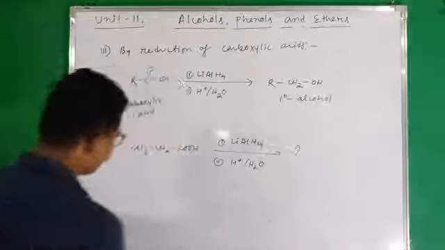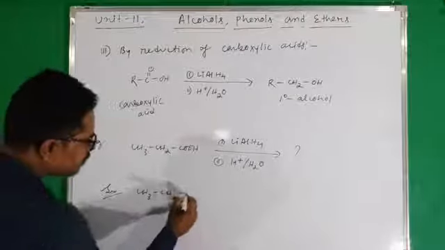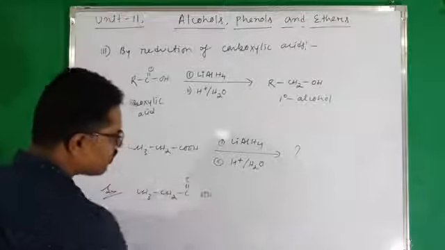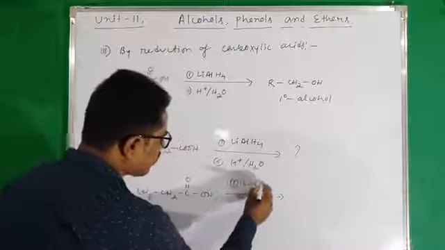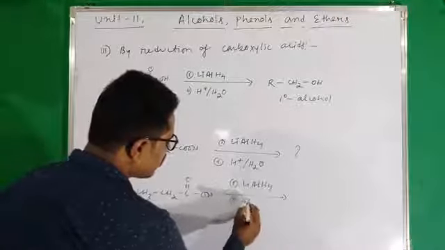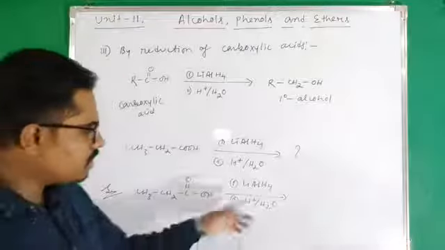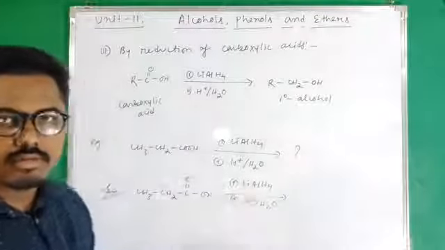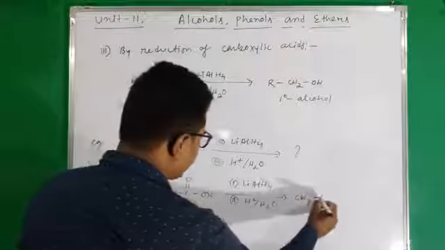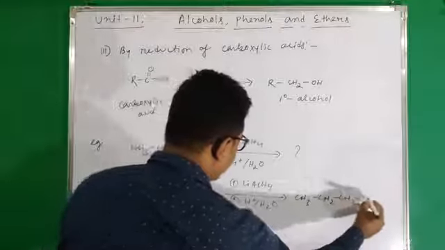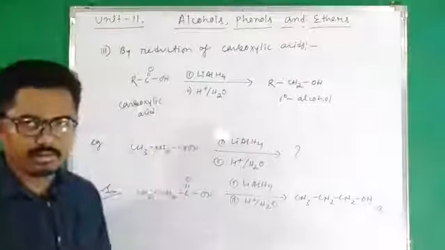Okay. So what is the product? Solution. We will break the carboxylic acid like this, and then we will write the given reagents. Now we have seen that lithium aluminum hydride is a very strong reducing agent, therefore it will reduce this carbonyl carbon, and we will get CH3CH2CH2OH. So we have converted carboxylic acid into primary alcohols.